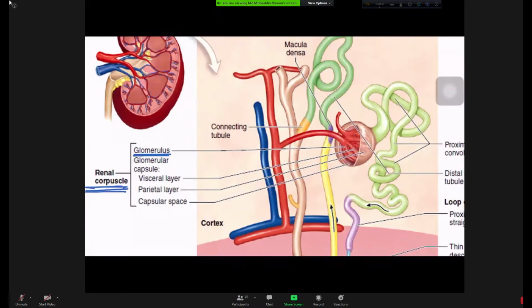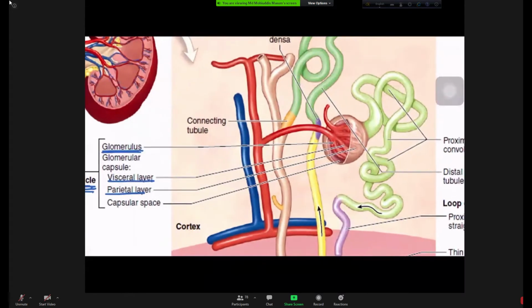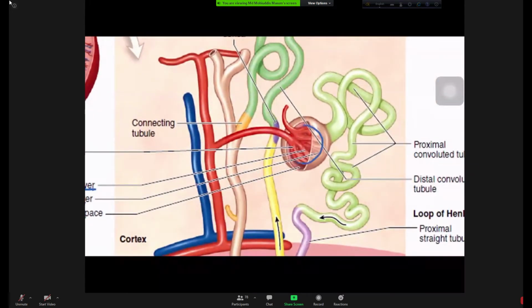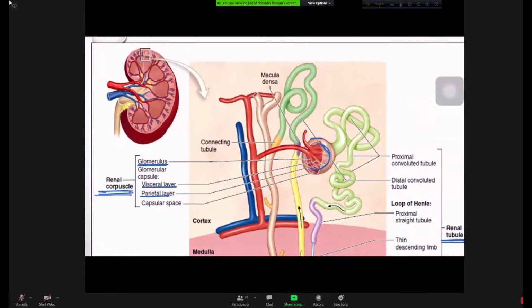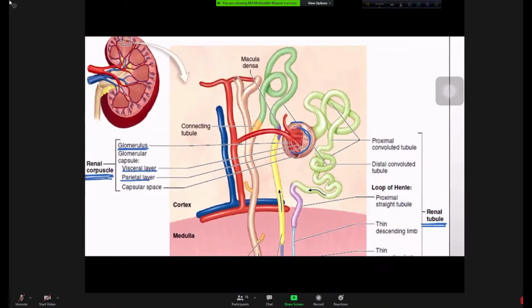This glomerular capsule has two layers: the visceral layer and the parietal layer. The layer that encircles the glomerular capillaries is the visceral layer, and the outer layer is the parietal layer. One of the main functions of the kidney is to filter the blood and produce urine. Arterial blood will come here and be filtered. So this renal corpuscle will be the first filtration station.